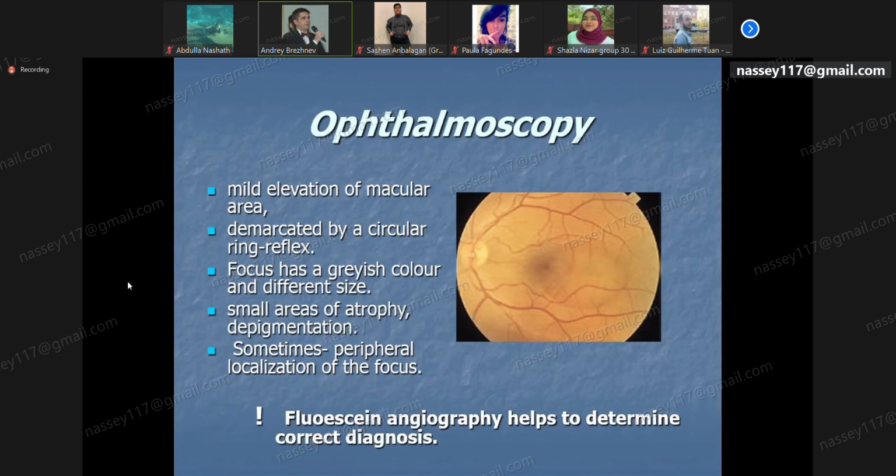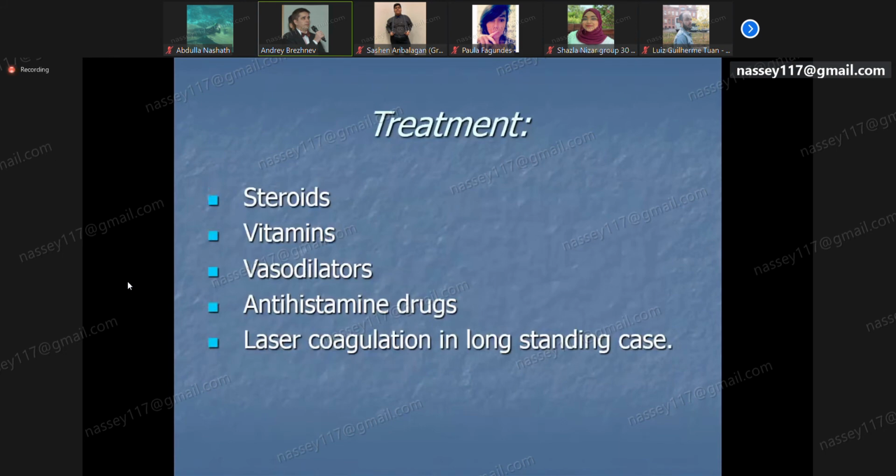And of course, each next attack of central serous retinopathy causes more severe additional damage. Sometimes we can determine peripheral localization of the focus. Fluorescein angiography helps to determine correct diagnosis. Treatment depends on etiology, but we don't know exactly in most cases the etiology. So we treat it due to these rules.